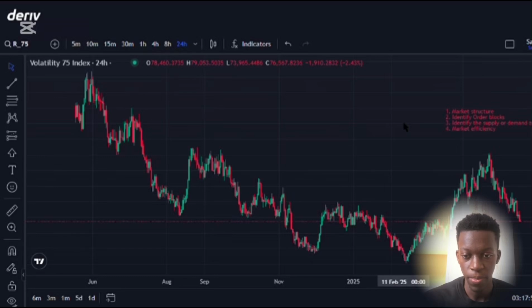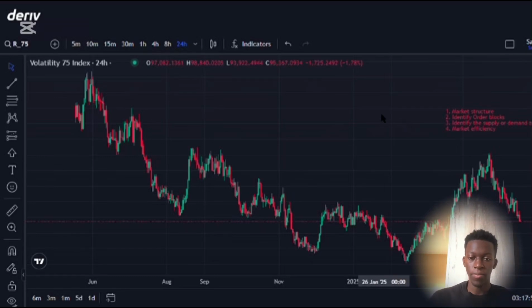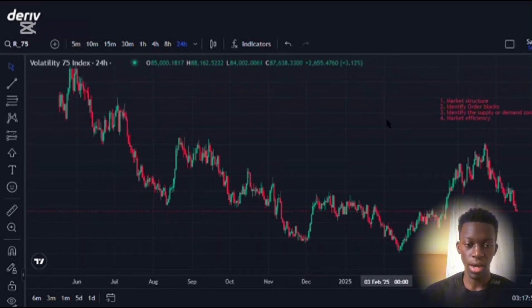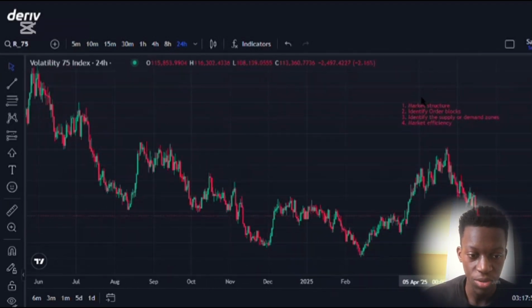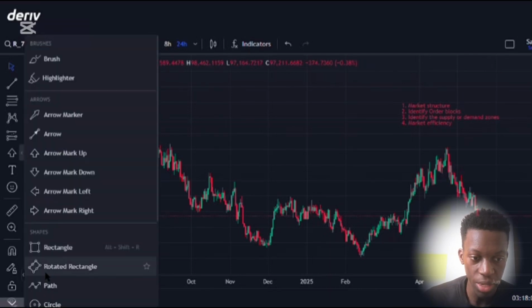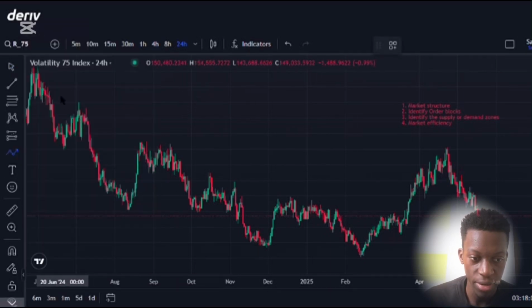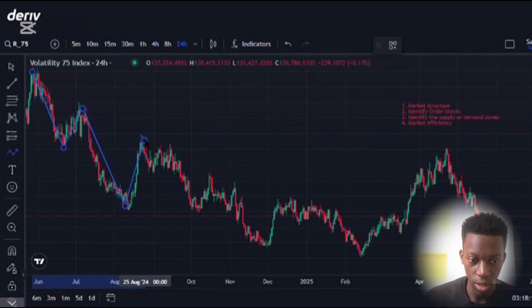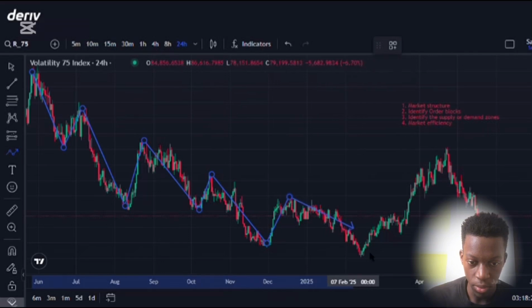Starting with the market structure, like I said, we'll be looking at how this volatility index has been so bearish over time, as you can see. Let me indicate by this. It has been a very bearish movement, forming lower lows and lower highs. Lower low, lower high, lower low, lower high, lower low, lower high.